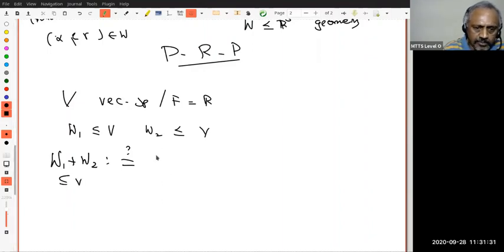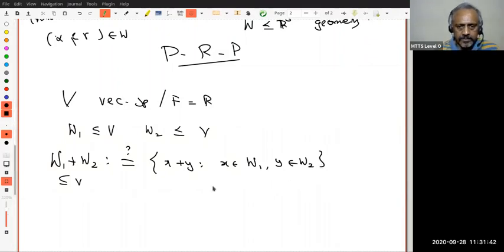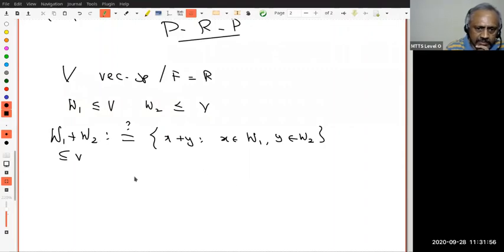How do we define it? We start with x plus y, where x is in W1 and y is in W2. Add all such things. You follow that? Okay. We will look at an example immediately, so that you will understand what it is. Let us look at the simplest example.